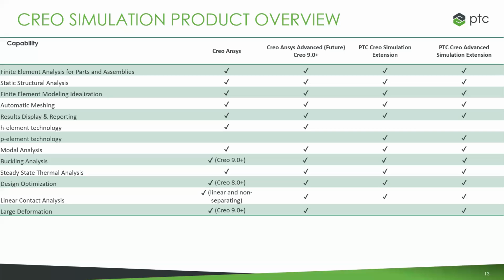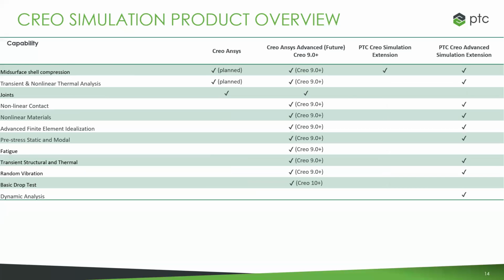So right now, the main difference is the fact that they use different meshing technologies, whereas Creo ANSYS uses an H-type element mesh, Creo Simulate will use a P-type element mesh, and a lot of overlap in terms of the standard type of capabilities that you're working with there. You can see that some of the features that would be available in Creo ANSYS are planned for some of the later versions of Creo ANSYS, and a little bit more of a breakdown here.